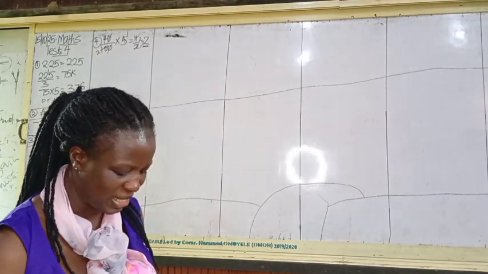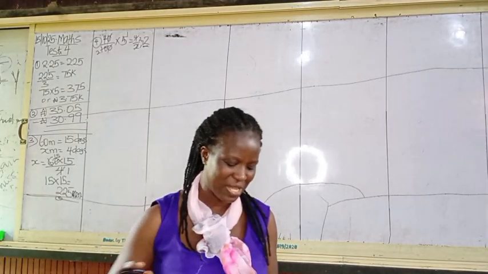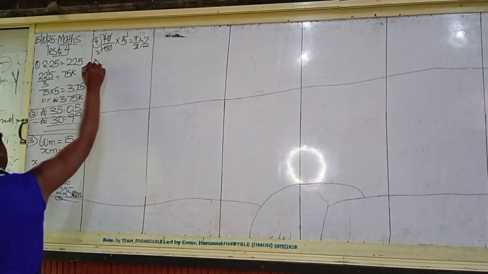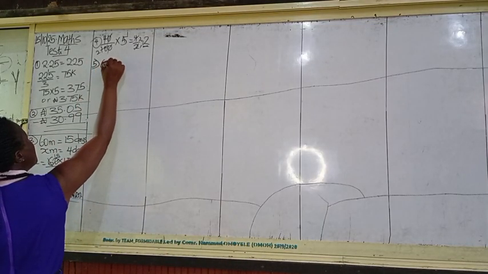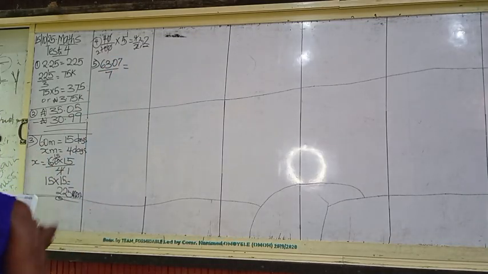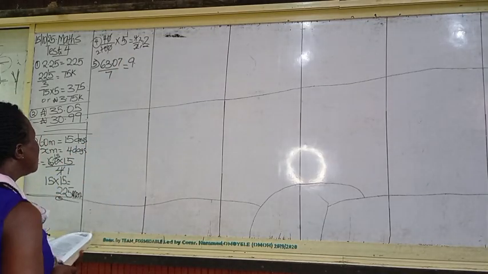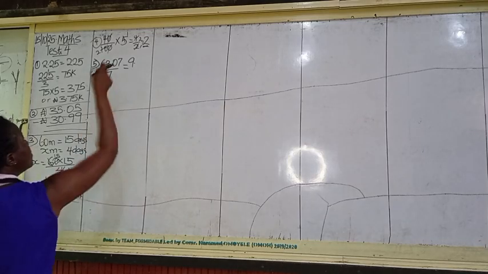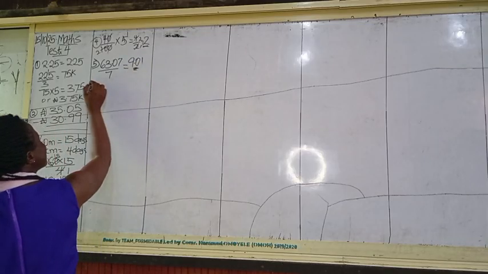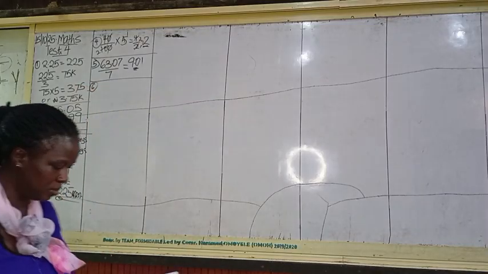Number 5 says, divide 63.07 by 7. What we are going to do here is immediately after the decimal, we start picking the numbers one by one. 63.07 divided by 7. So 7 in 63, that is 9. Then 7 in 0, that is 0. We are picking it one by one. And 7 in 7, that is 1. So our final answer there is 9.01.